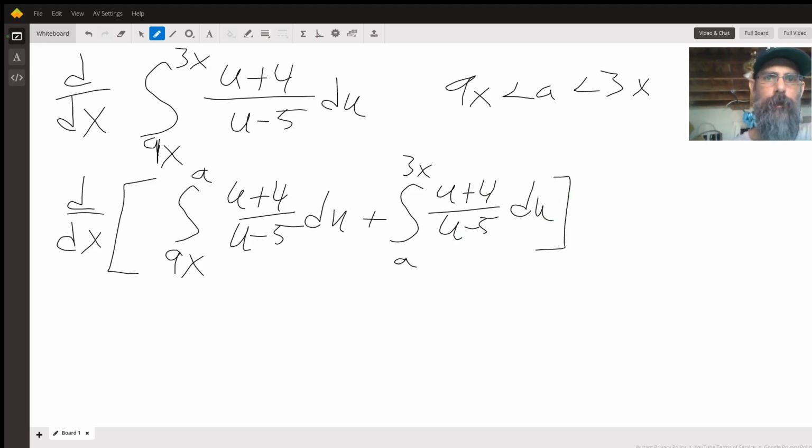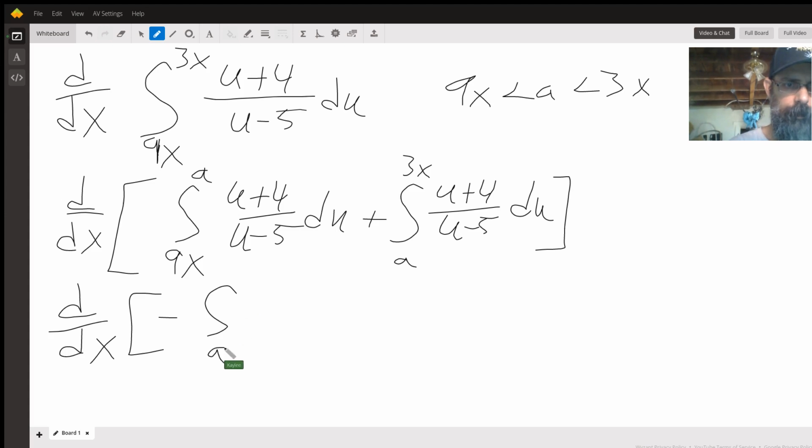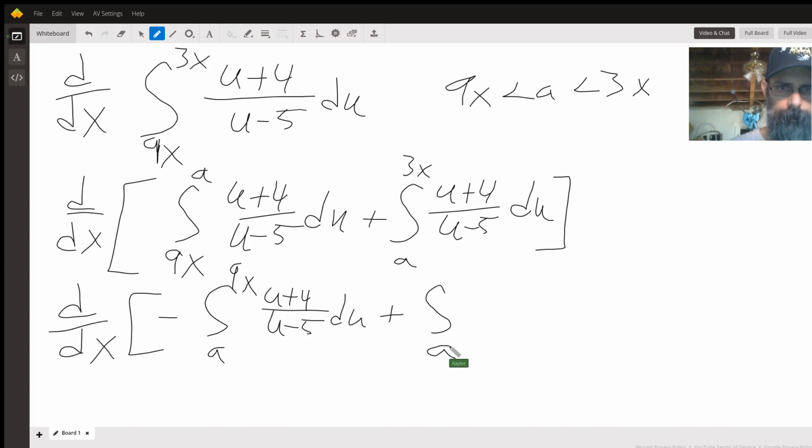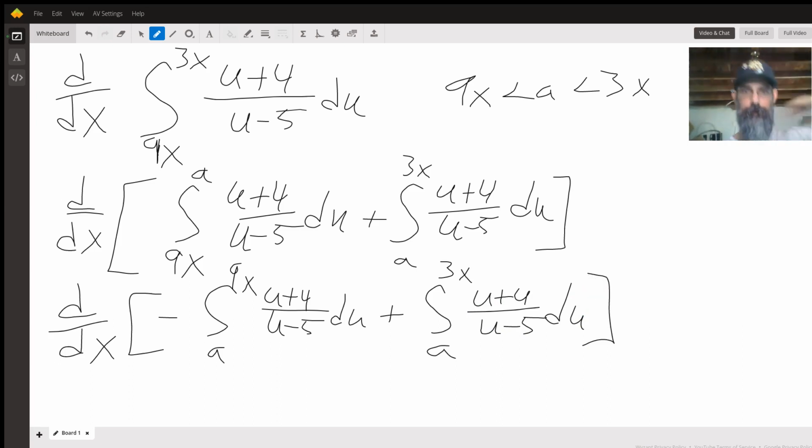Okay, and then we want to flip the first one so that the constant is on the bottom, so that it matches the way the fundamental theorem of calculus is set up. So this is then negative the integral from a to 9x of (u + 4)/(u - 5) du plus the integral from a to 3x of (u + 4)/(u - 5) du. And then we can split this up into two derivatives, basically.